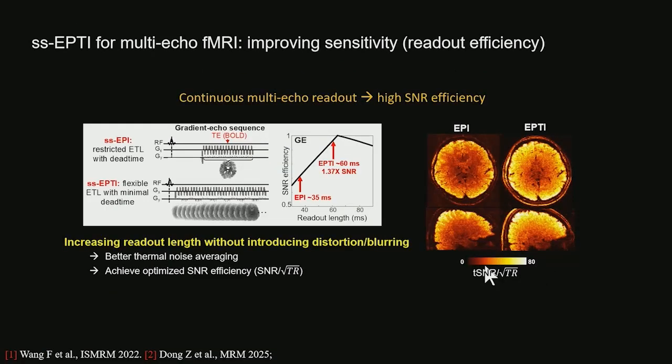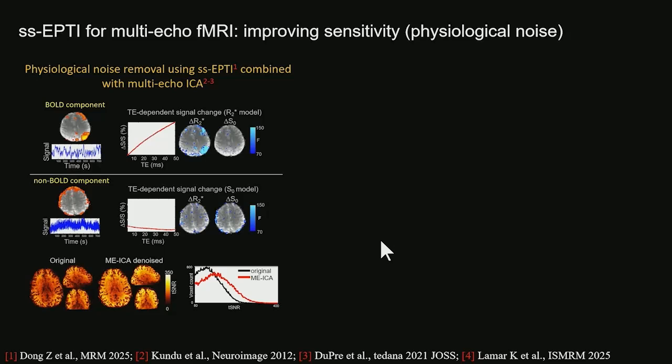So another benefit, similar to multi-echo EPI or multi-echo fMRI, is that the continuous multi-echo readout can increase the tSNR efficiency. Because we can increase the readout length without introducing any distortion or blurring concern, instead of having a restricted readout length due to distortion and blurring concern, we can increase the readout length to the optimal readout length to enable better thermal noise averaging as well as optimize SNR efficiency.